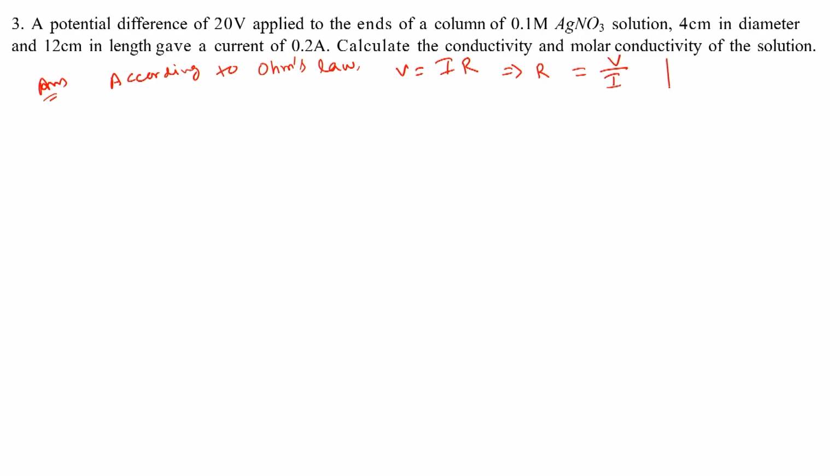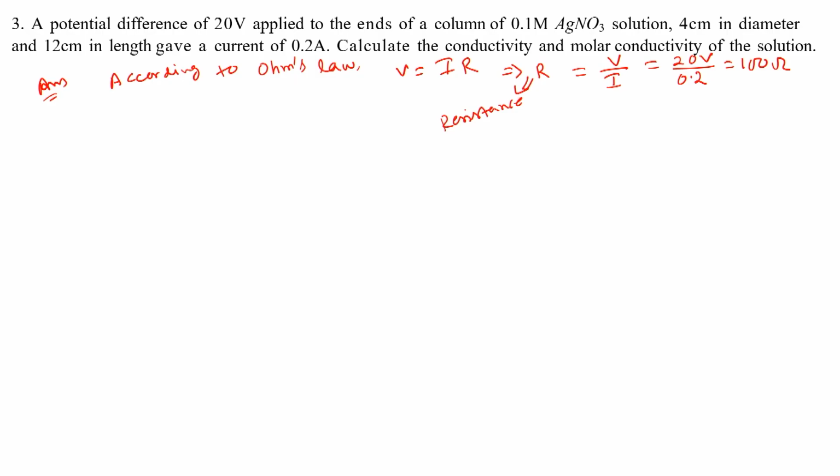Here V is the potential difference, 20 volt, and current is 0.2 ampere. If we calculate this, we get 100 ohm. So this is the value of R, the resistance we have got.